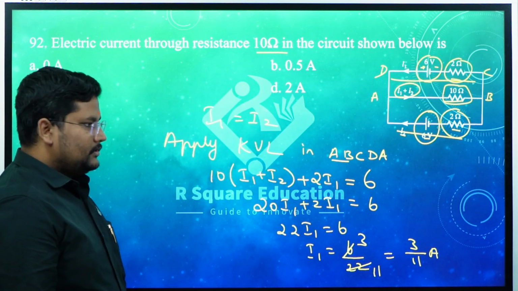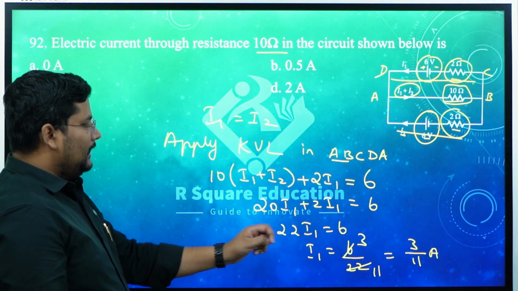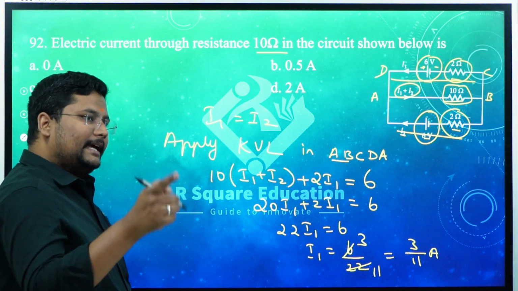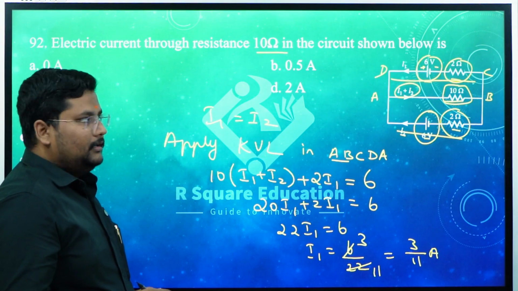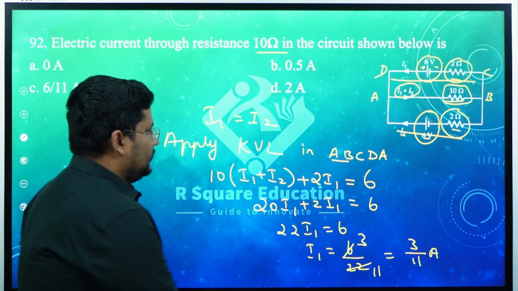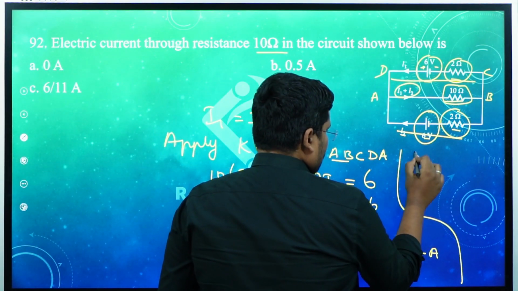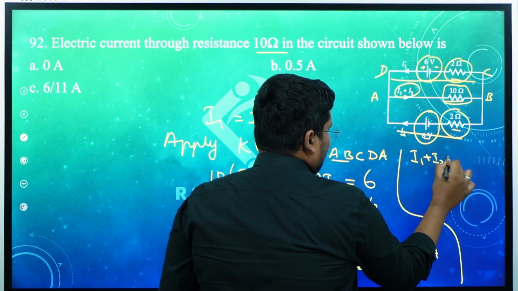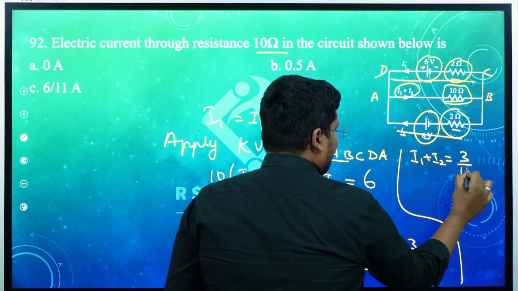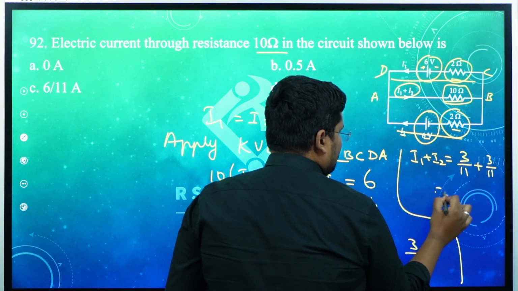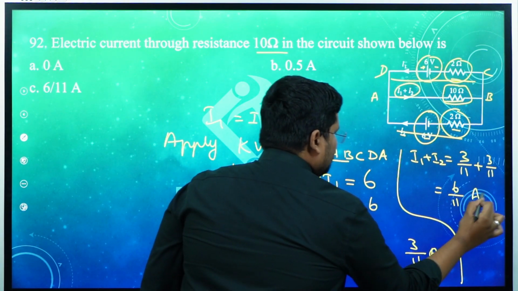Yes. So this is what? I1. And you know I1 plus I2 is only going to go into the 10 ohm resistor. So what I will do? So I1 plus I2 will be equal to, both are same, so 3 by 11 plus 3 by 11. So it is going to be 6 by 11. So the answer is what?